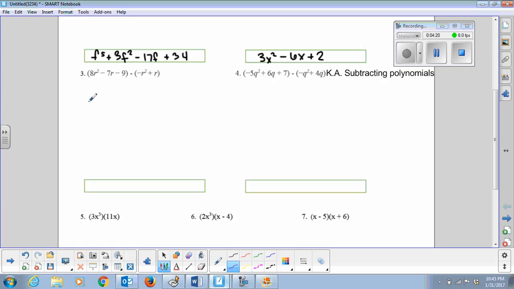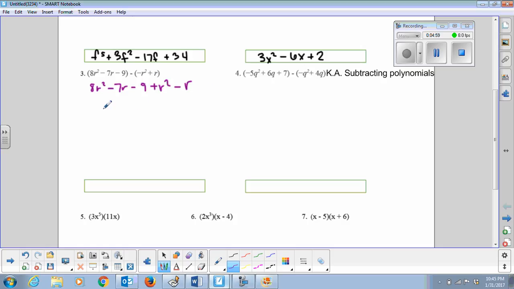So just rewriting without parentheses, we have 8R squared minus 7R minus 9. The opposite of negative R squared is positive R squared. The opposite of positive R is just negative R. Okay, so one more time. 8R squared minus 7R minus 9, that stays the same. The opposite of negative R squared is positive. The opposite of positive R is negative.